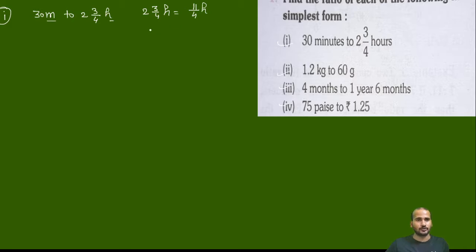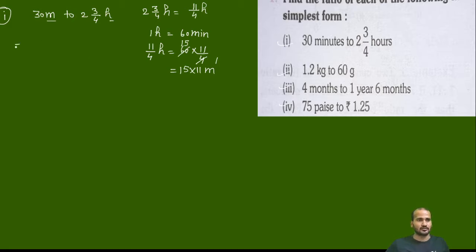So what do we have to do? We know that 1 hour is equal to 60 minutes. Now 11 by 4 hours is equal to what? 60 into 11 by 4, and 4 ones are 4, 4 fifteens are 60. So we will get 15 into 11 minutes. Don't try to multiply this, okay? Otherwise you will get some confusion here. So just leave it like that.